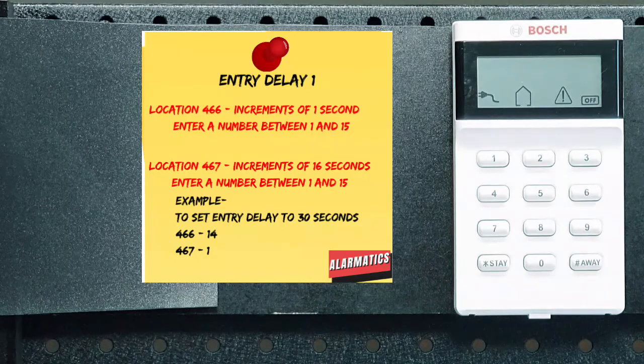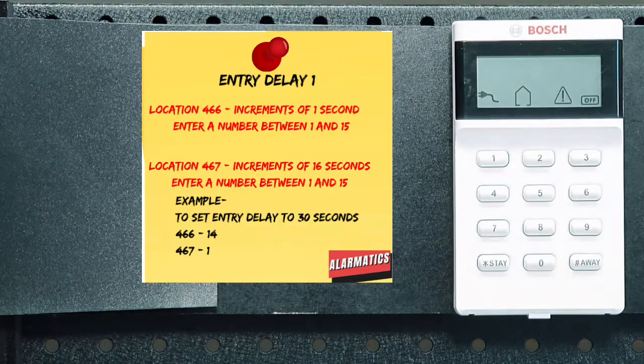So try and keep that delay as low as possible. If the keypad's just inside the front door or just inside your office door, 10 seconds is probably long enough. If it's down the hallway or you're a bit slow getting in, you might want to make that 15, perhaps 20, but you don't want to make it too long. You don't want to give the intruder extra time before the siren rings. So try and keep it as low as possible.